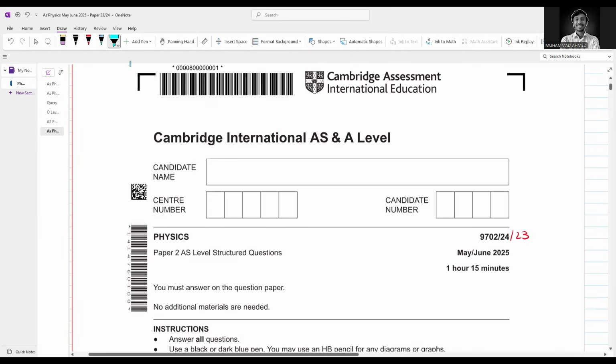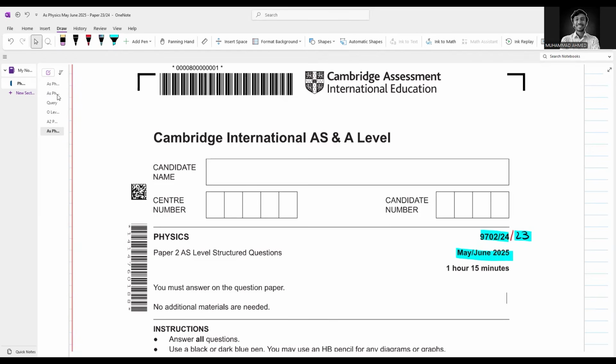Okay, students. So let's start today with AS level physics, May June 2025, Paper 2, variant 4 or variant 3. Both of the variants were the same. So let's start with that. May June 2025, AS physics, paper 2, variant 3 and 4, because both of them were the same.